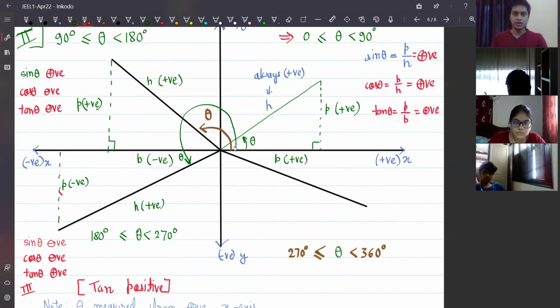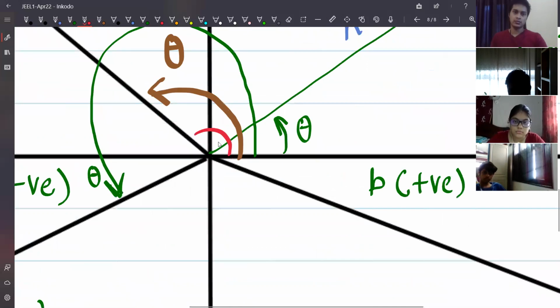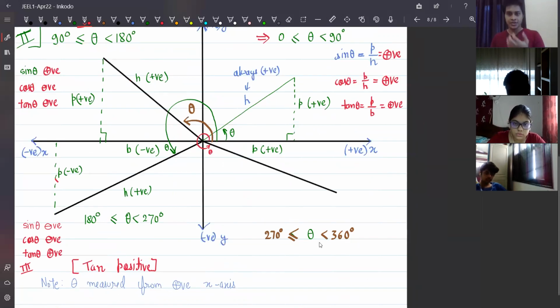And if you measure theta, theta is measured from the positive x-axis, from the positive x-axis to the hypotenuse. This angle is theta. That's why I have written it as 270 degree to 360 degree. So here the perpendicular, okay, this base is positive. This is the perpendicular, which will be negative.